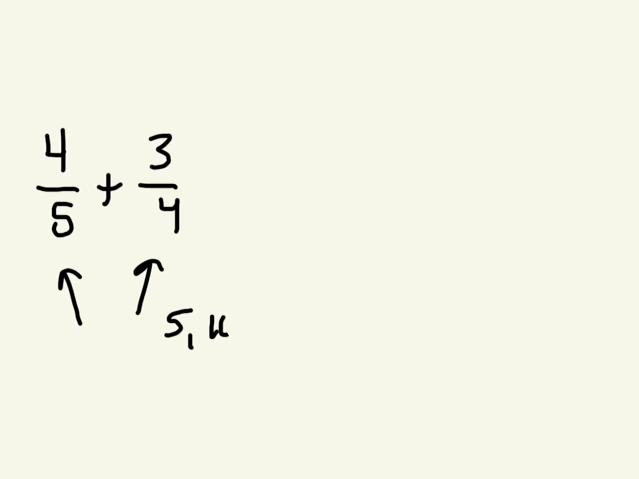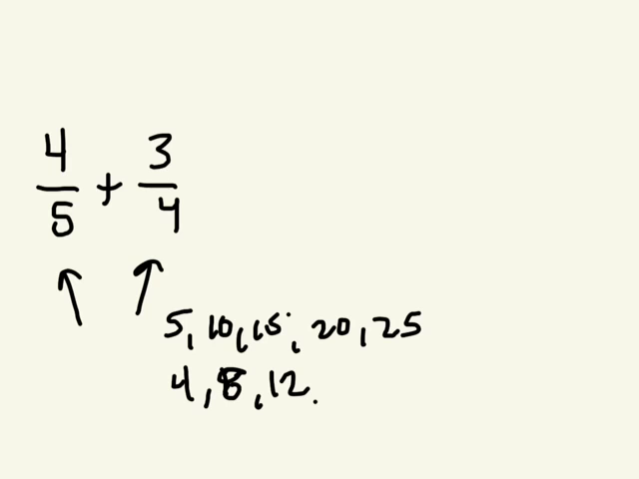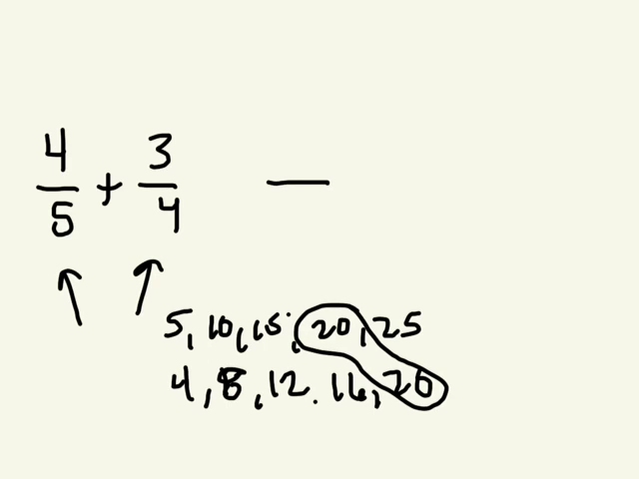5 counts 5, 10, 15, 20, 25, and so on, while 4 counts 4, 8, 12, 16, 20. We want to find the least common multiple between 5 and 4 to be our common denominator. And here we see both of them have 20, and there's no other number that they have in common that's lower than that. So our least common multiple of 20 will now be our common denominator. But, just like I said in the beginning, you can't just change both numbers to 20.